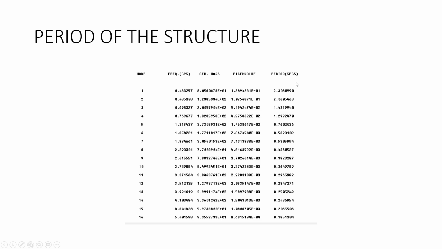Okay. Then the period of the structure: in the same output file, if you go there, you can find the period. You see 2.308, so this is the period of the structure, and the second period is 2.05. This is a very important thing to find out the DAF. Okay, for each and every mode there will be a separate period.